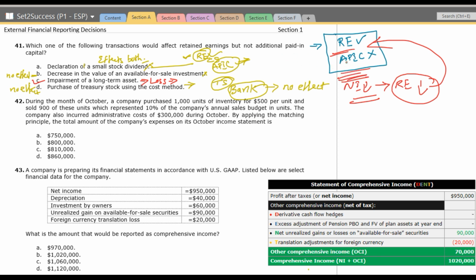So this MCQ is being asked for the transaction which affects the retained earnings but is not going to affect your additional paid in capital. So option C is the correct option. Next.